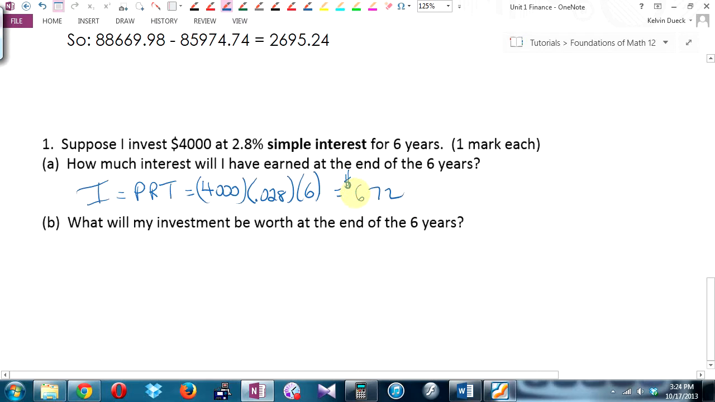If I want the total, the amount, that's going to be the principal that I started with plus the interest. What did I start with? 4,000. What's the interest? 672. So the amount is going to be $4,672. And what's different about I equals PRT is it only gives you the interest that you earned. Compare that with this one.